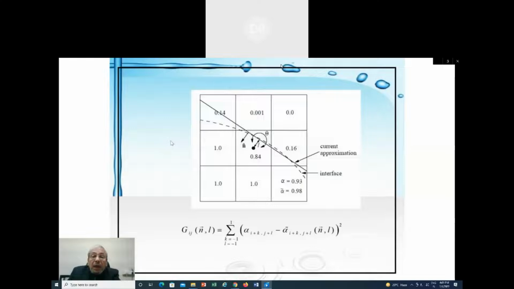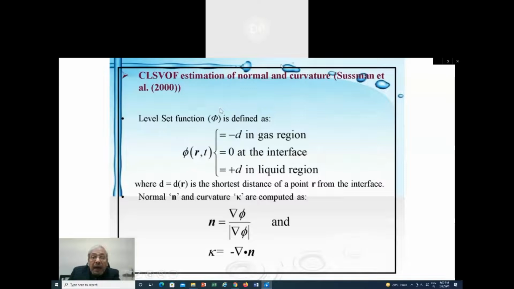As we can see here, if the dotted line is the curved line, then at each cell this function is minimized to match the dotted line through the piecewise linear segment in each cell. So, as I mentioned earlier, having done that, we can define the entire gaseous region with a small negative value, the entire liquid region with a small positive value, and zero at the interface. Then we recalculate the surface normal, which is given by grad phi by modulus of grad phi, this level set function, and the curvature is minus the divergence of the surface normal.